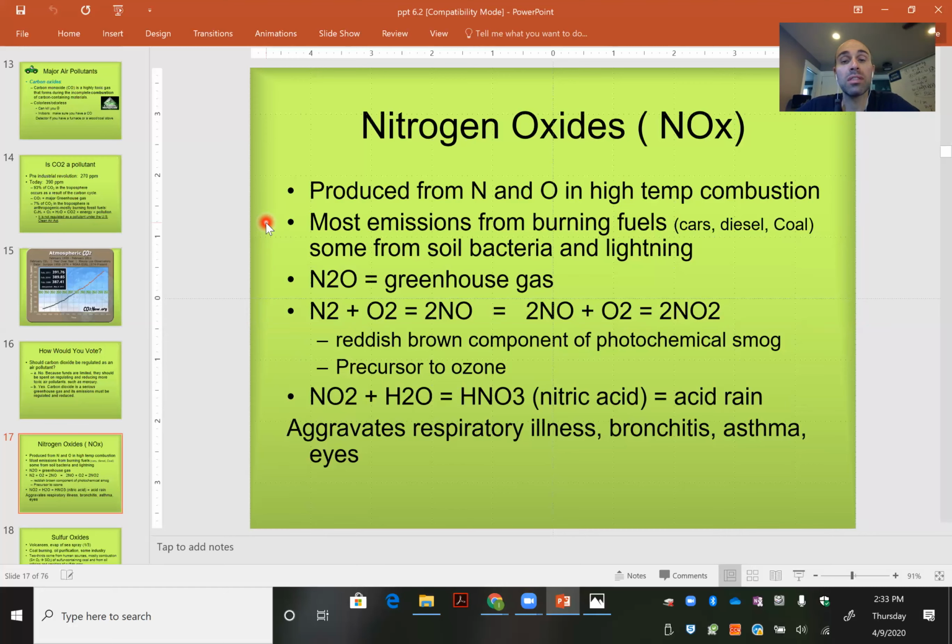NO2 plus H2O yields nitric acid, and I've explained to you before that nitric acid, sulfuric acid, carbonic acid are all of those gases that occur in acid deposition or acid rain. So something important to remember: acid rain or nitric acid is a respiratory aggravant. It aggravates your respiratory system. Can increase the likelihood of bronchitis, asthma, irritation in the eyes. So just a little fun fact about nitrous oxides.